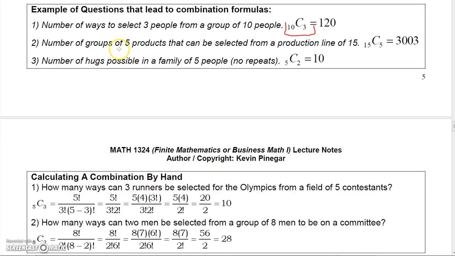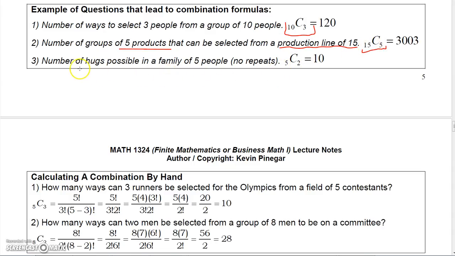Let's say you were selecting 5 products out of a production line of 15 products, and you wanted to know how many different samples you could choose. Order doesn't matter, so that would be 15 choose 5. So 15C5 is actually 3003 if you do that on your calculator.